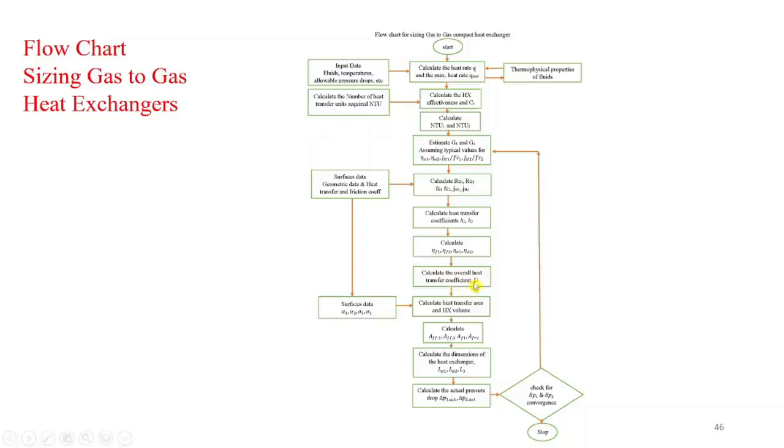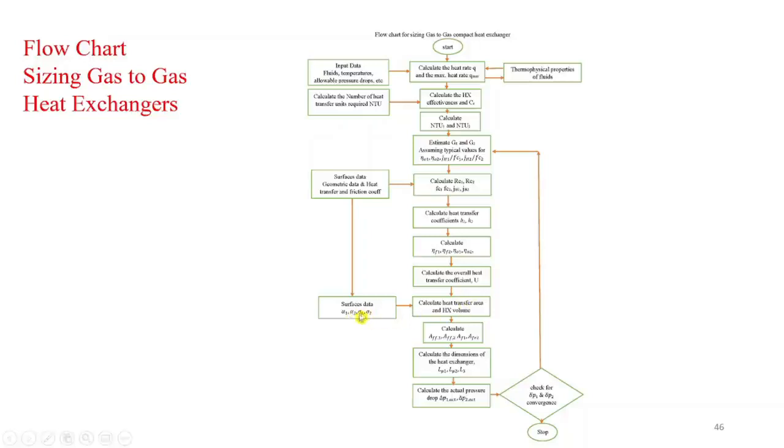Once you end up in this step finding the overall heat transfer coefficient U, then you can calculate the heat transfer area and the volume of the heat exchanger. The heat transfer area is known since the NTU is known and U value is known, since NTU equals U multiplied by the area divided by C minimum. C minimum is known, NTU is known, U is known, so you can get the area.